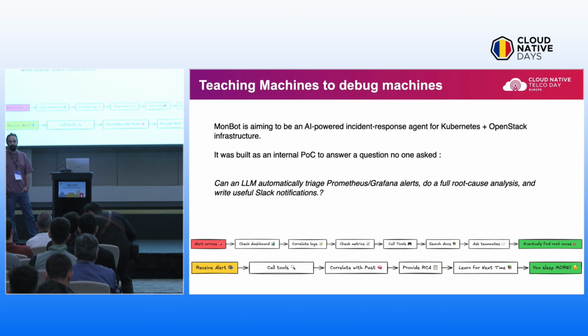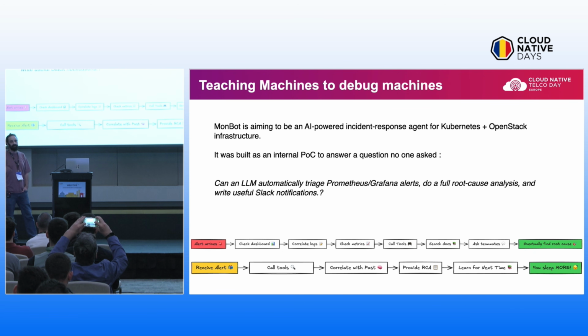And also because it's an open source project, we didn't want to get caught in any vendor lock-in or something like that. We wanted to keep it as open as possible. So Monbot is actually aiming to be this AI-powered incident response agent for Kubernetes and OpenStack infrastructure.